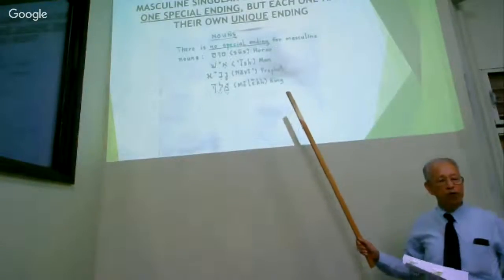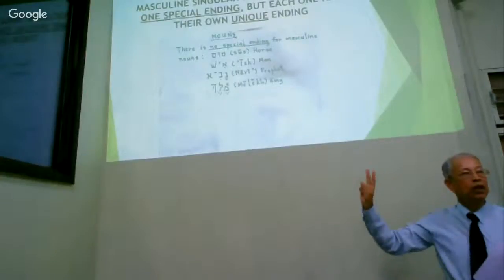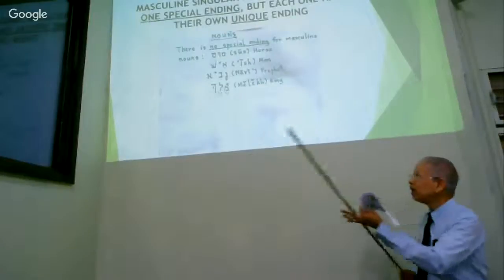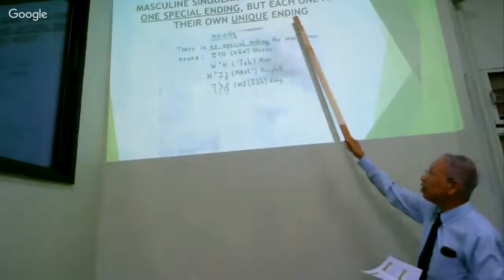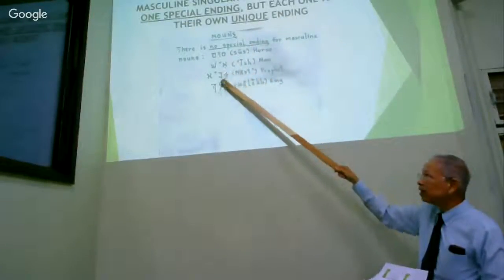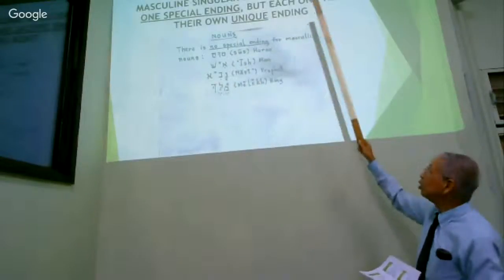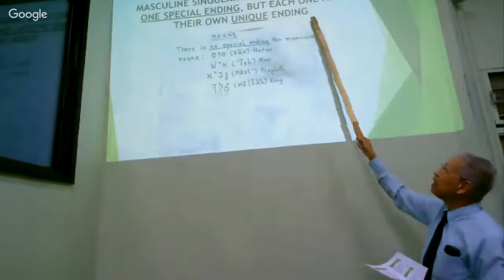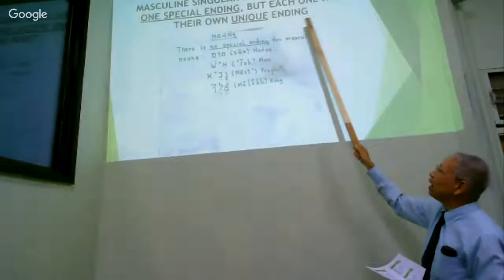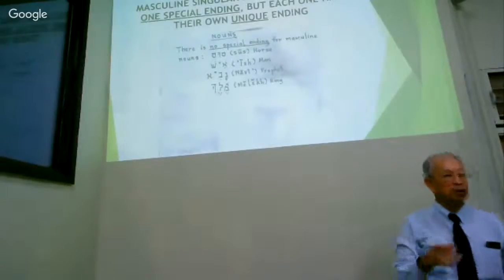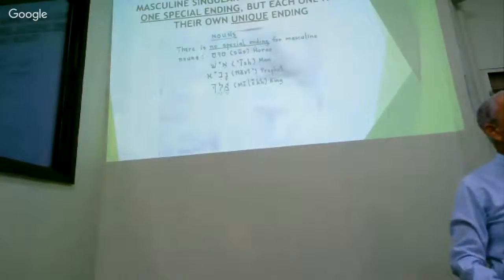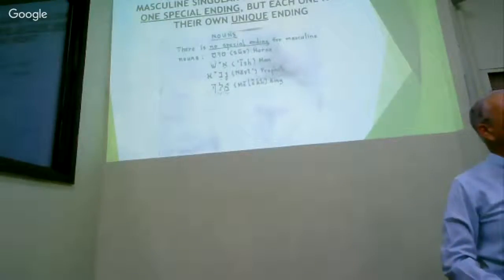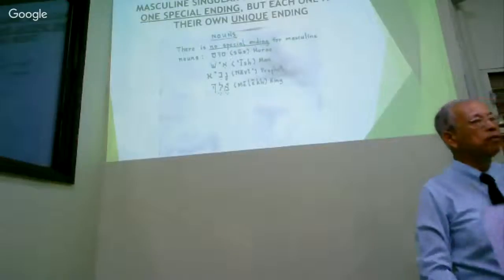Just want to emphasize there are 2 facts that are taught on this screen. Fact number 1 is masculine singular nouns. These masculine singular nouns do not have one special ending, but each one has their own unique ending. So you tell me that. But I would also like you to give me at least 2 examples of what you mean.